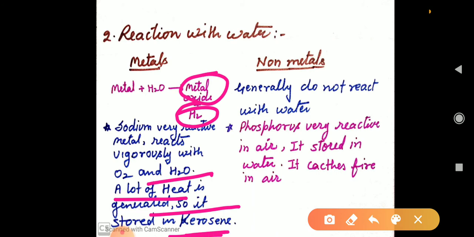If it is kept at room temperature, then it will also react with the oxygen and catch fire. Inside the water also it may catch fire. That's why it is stored in the kerosene. Non-metals generally do not react with the water, but phosphorus is a very reactive non-metal, and it is also stored in the water because at room temperature it may catch fire.